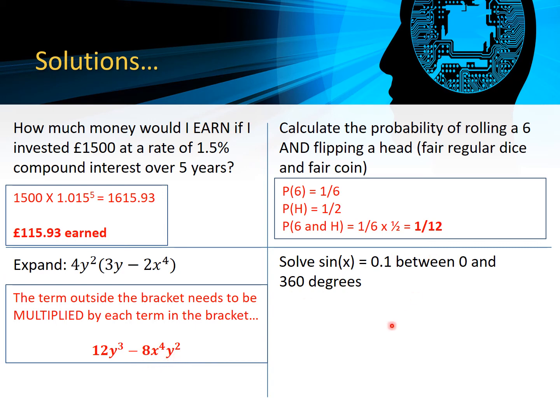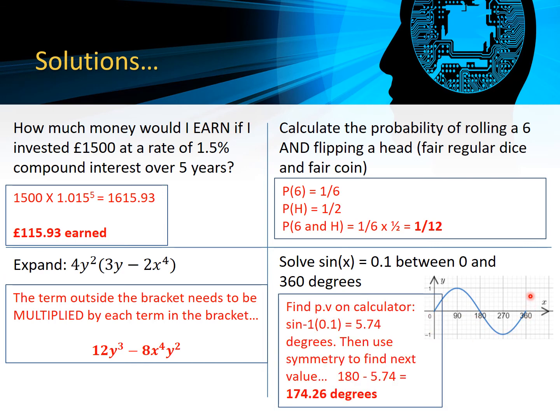And then finally, solving sine x equals 0.1. What we need to do is sketch our graph. Remember, our sine graph starts at 0, goes through 180 and back up to 360. We find the principal value on our calculator. So sine to the minus 1 of 0.1 gives me 5.7 and a bit degrees. And then for my second value, I've worked out from 180, I would need to come back this way. So imagine a line coming across here at 0.1. You can see I'm going to get a value coming down here. And then the next value is a little bit back in from 180. So that's my second value there.